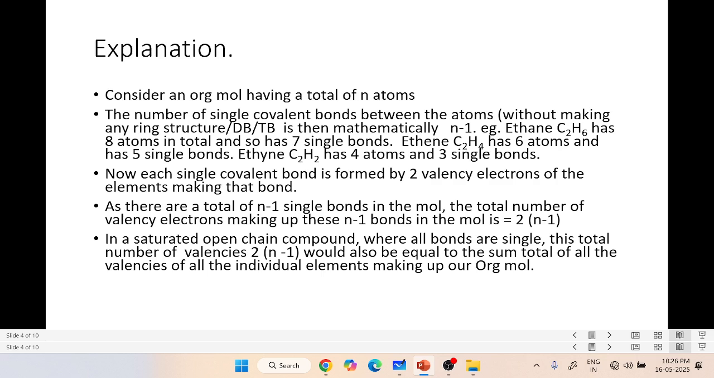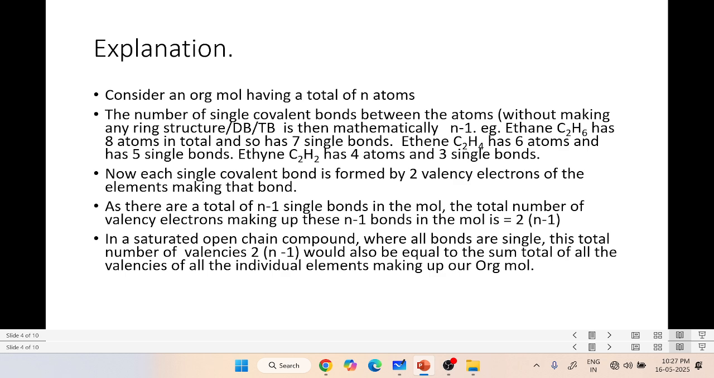Similarly, ethene, C2H4, has 6 atoms and 5 single bonds. I'm not counting the double bond's second bond; I'm only counting the two C-H bonds on each side of the double bond, as well as the single bond between C and C. So that total comes to 5. Similarly, ethyne, where I'm not counting the triple bonds, has 4 atoms and 3 single bonds.